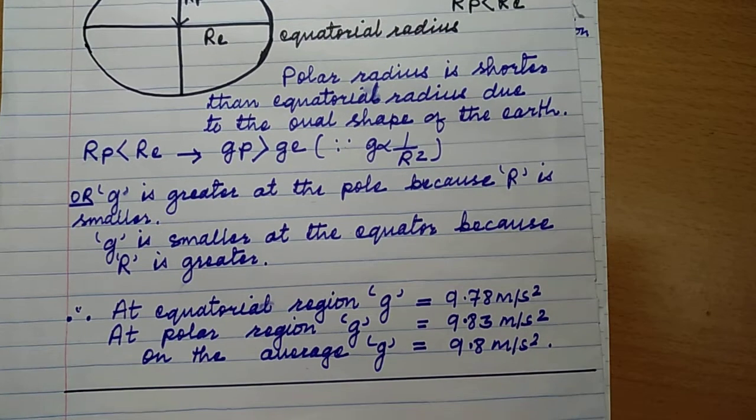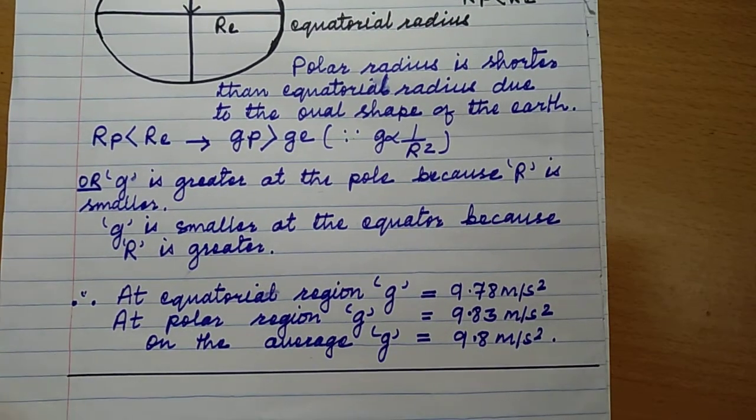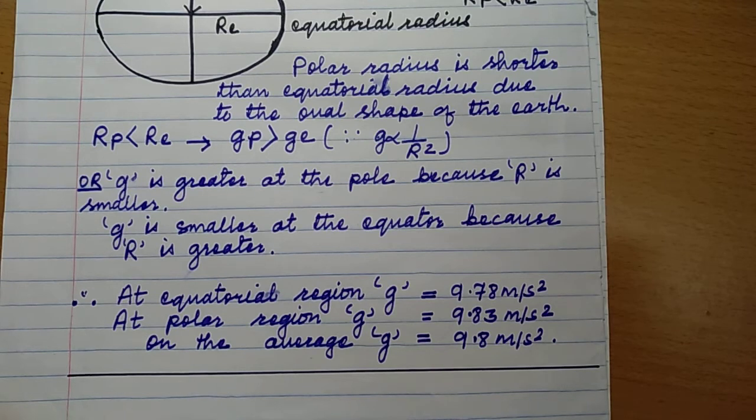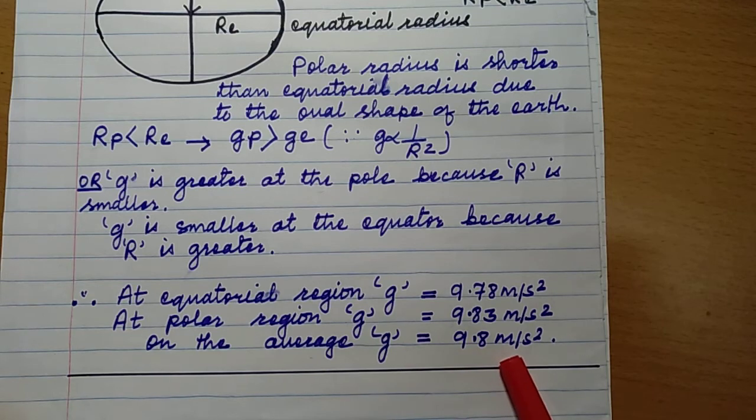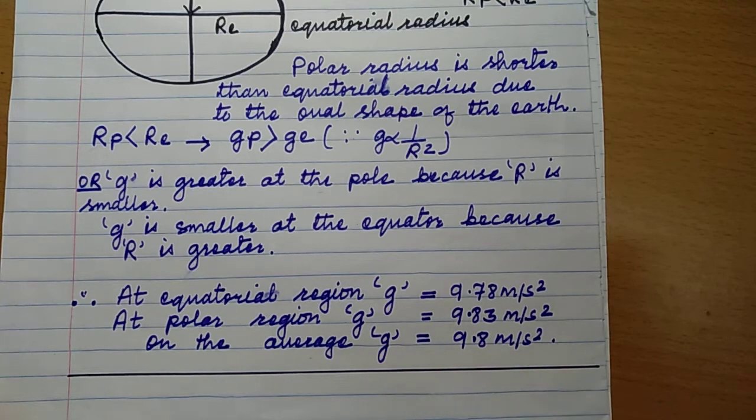So there are different values for acceleration due to gravity on the surface of the earth. That is why, in order to avoid this confusion, we use a single, common value for acceleration due to gravity, which is 9.8 meter per second square. All over the surface of the earth, we use 9.8 meter per second square. This is just to avoid the confusion. It is the average value, that is why we use g equal to 9.8 meter per second square.